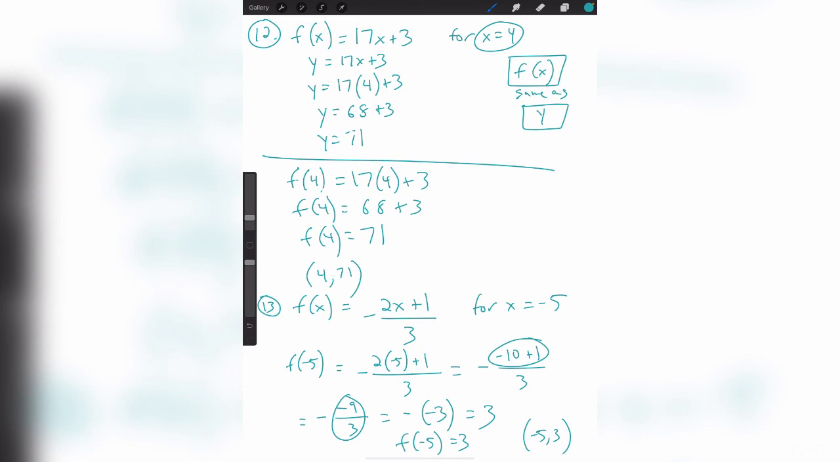I can test it and go back through and make sure it works, but my answer is going to be negative 5, 3. All right, so make sure that when you're thinking of f of x, just think of that as y, being able to solve for y. And then you substitute the value that they give you into here. They're always going to give you that value. You're not going to have to come up with this value off the top of your head.